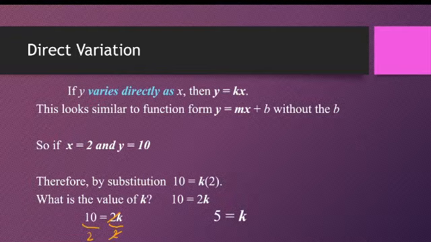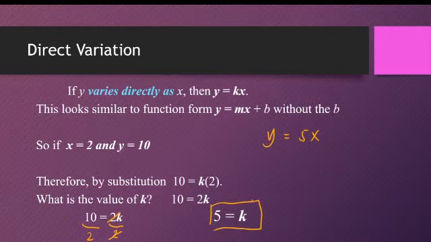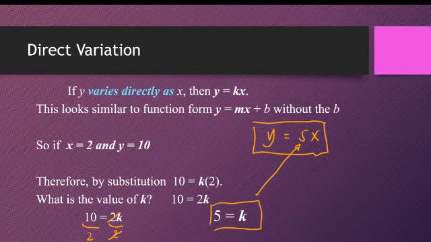So by simplification, 10 divided by 2 is 5. So our constant of variation is equal to 5. So kapag may constant na tayo, we can already write the equation as y equal to 5x. So yung k natin, pinalitan na natin ng 5. So this is now the equation na tinatawag natin, equation of variation. So pinalitan na natin yung variable k ng 5. Okay?